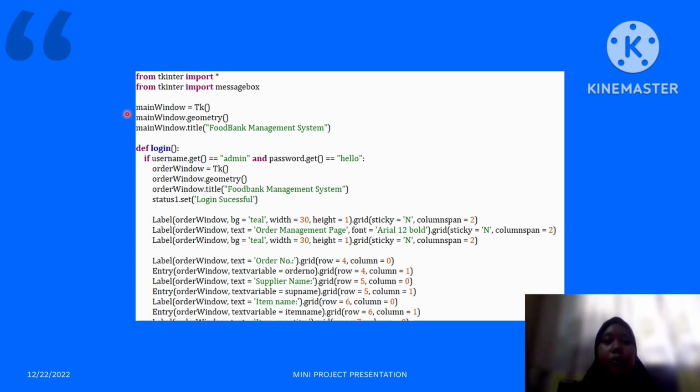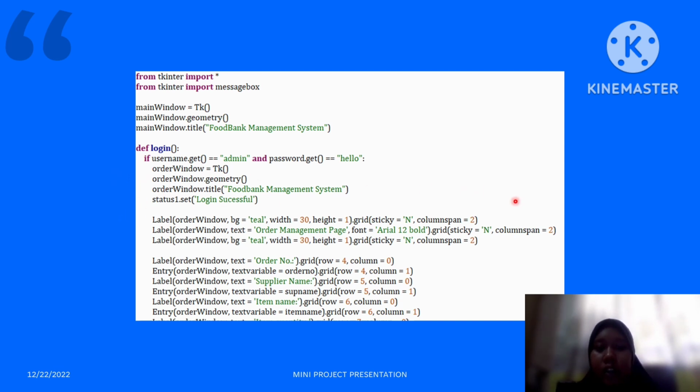So this is the coding for the GUI. We import tkinter all and tkinter message box. This is the declaration for the main window. This is the function that is used for the login button, which has the selection for username and password. And when both are right, it will go into this part of the coding, which is the declaration for the second window, which is the order window.